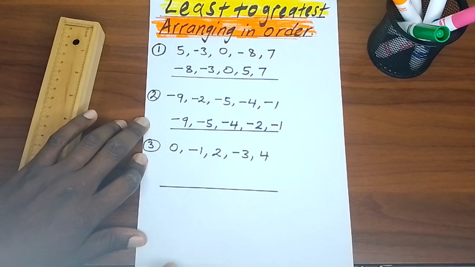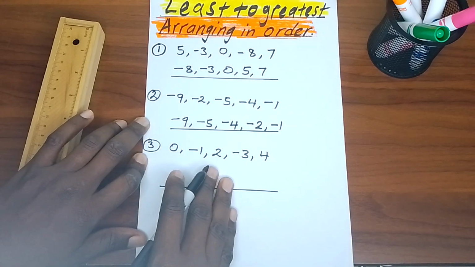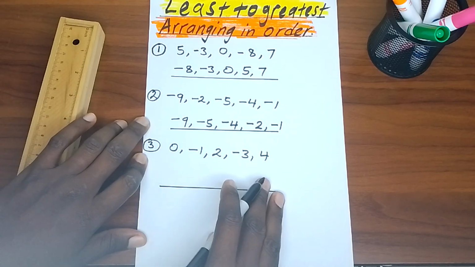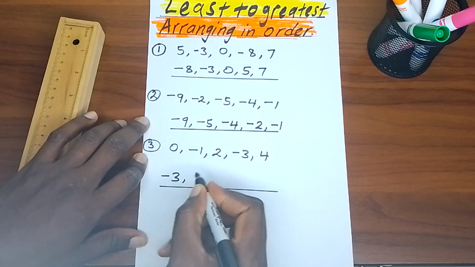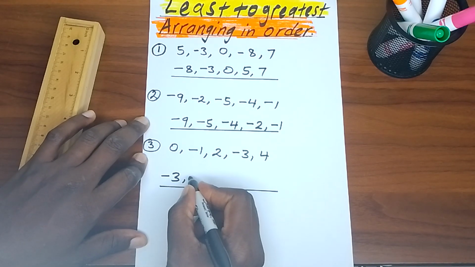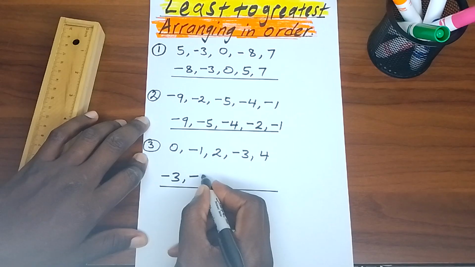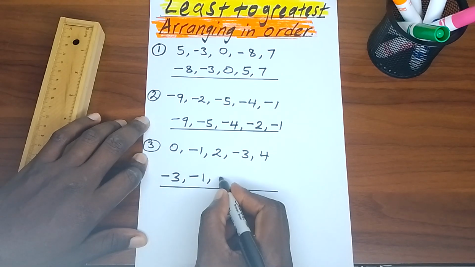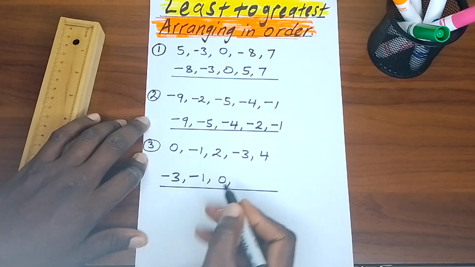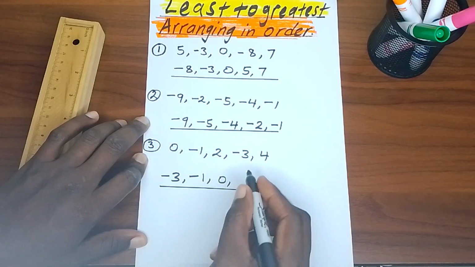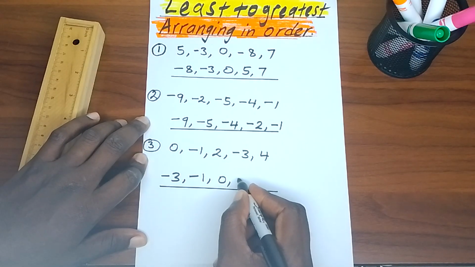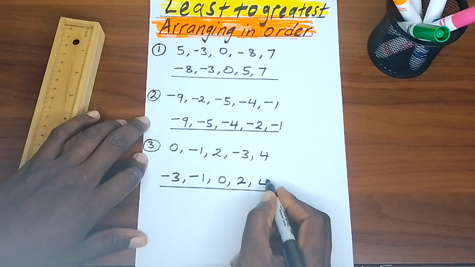This one has a 0 in it: -1, 2, -3, 4. So we'll start with -3 being the smallest because it is way far from the 0 than -1. Then we go to 0. 0, remember, is the neutral number which is dividing the negatives and the positives. So we go to 2, then 4.